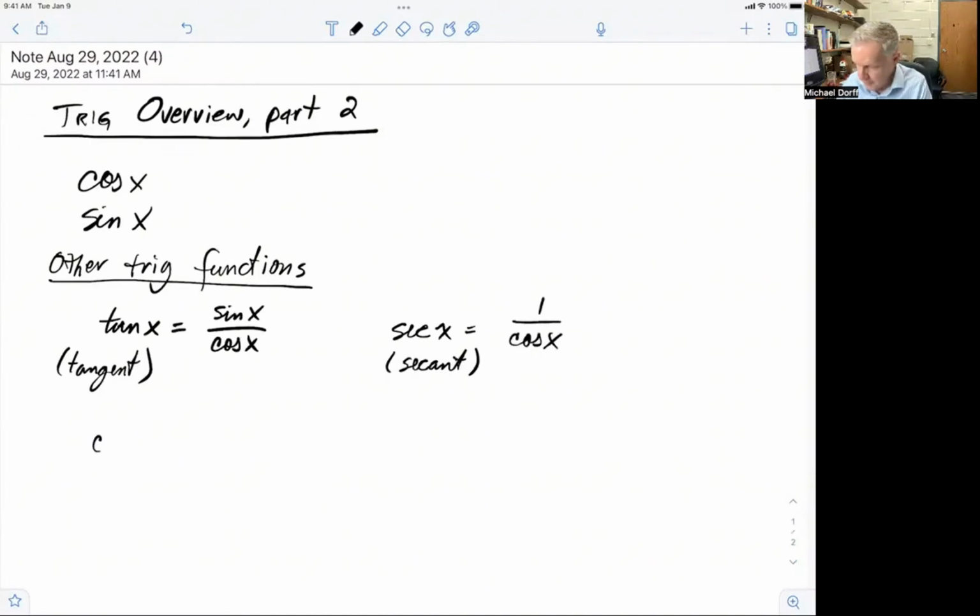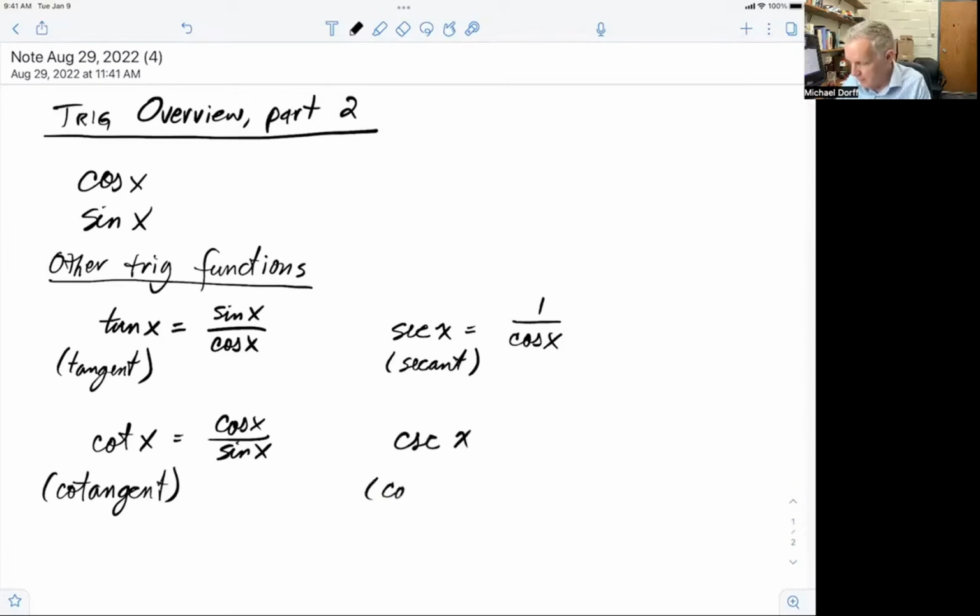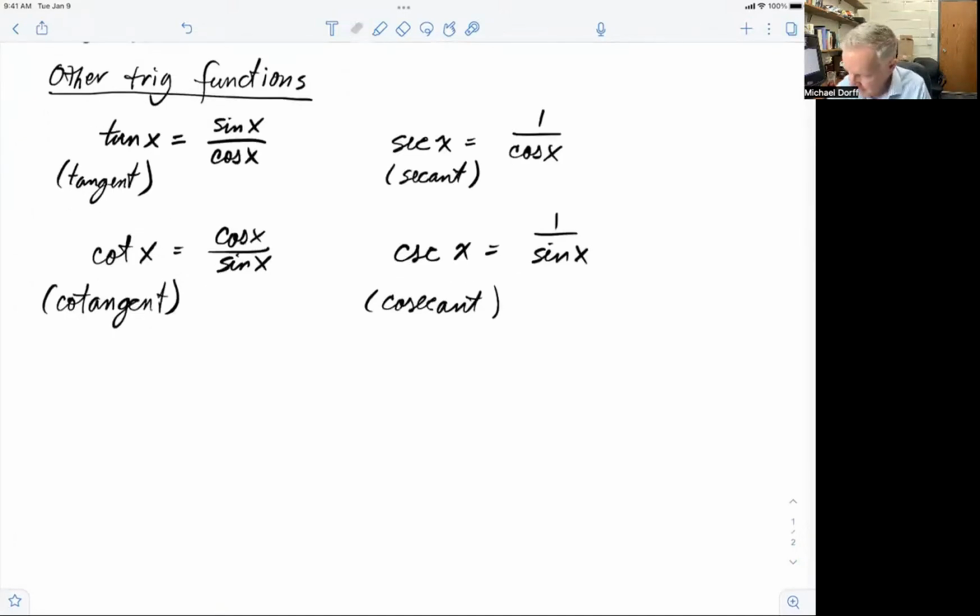There's also the cotangent of x, so this is the cotangent function, and the cotangent is going to be the inverse or the flipping of the tangent function. So that's going to be cosine of x over sine x. And the last one is the cosecant x, which is the cosecant function, and it's going to be 1 over sine of x. So let's look at an example of how a problem may come about.